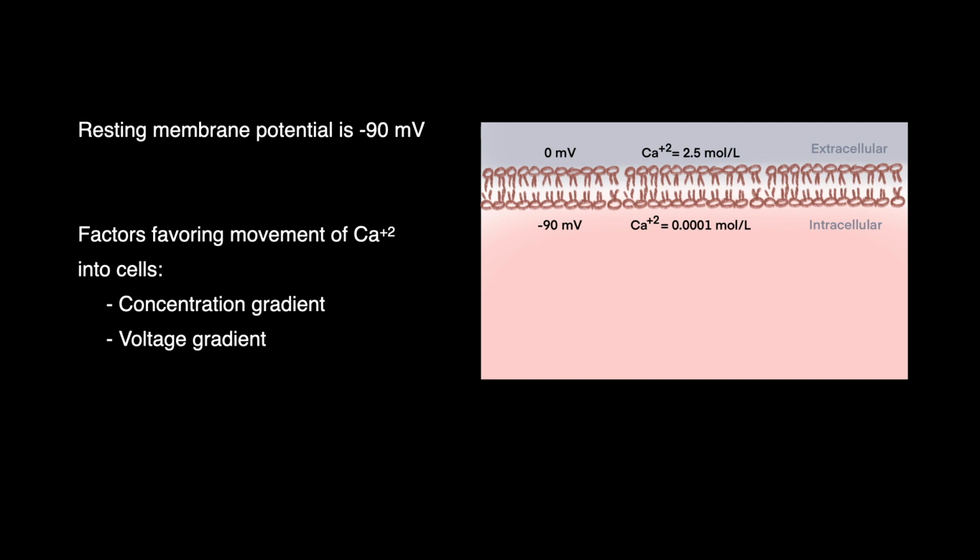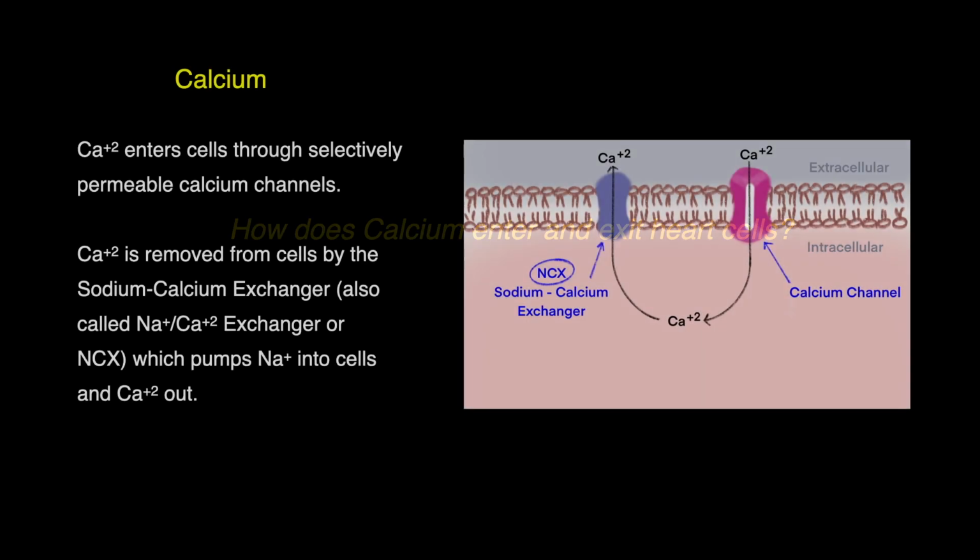The takeaway message is that there are powerful concentration and electrical gradients that heavily favor the movement of calcium into heart cells. So if the cell membrane is so effective at keeping calcium out, how then is calcium able to enter and leave heart cells? Calcium enters myocytes through selectively permeable calcium ion channels and is removed from these cells by a molecular pump called the sodium-calcium exchanger that pumps calcium ions out of and sodium ions into cells.